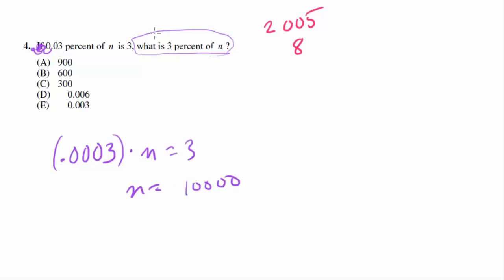So n is 10,000, but now we want to know what is 3% of n. So now we do 0.03 times 10,000, because it's 3%, so we just change it to a decimal, and we get 300, which is choice C and the answer. Notice as well that this is 0.03%, this is 3%. To go from one to the other, I could just move the decimal point over 2 spaces. And similarly, I would move this decimal point over 2 places and I get 300 as well. So that's a little mini shortcut.